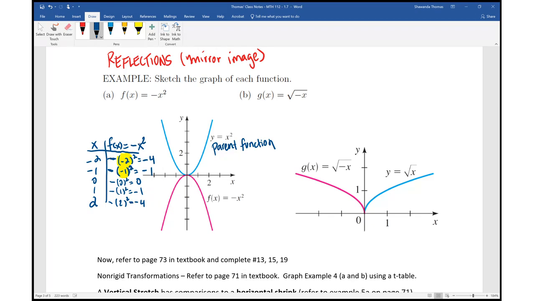So let's plot that. Negative 2, negative 4; negative 1, negative 1; and so on. Notice we're down here. So you see where it's getting its shape, why it reflected over the x-axis, if you put a negative in the very front for the leading coefficient.